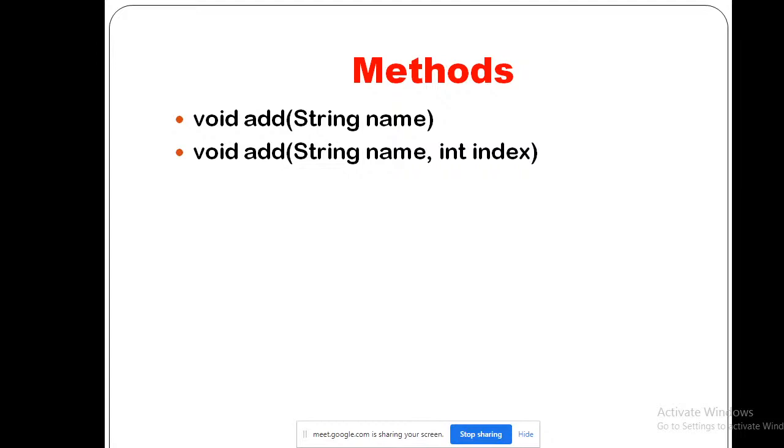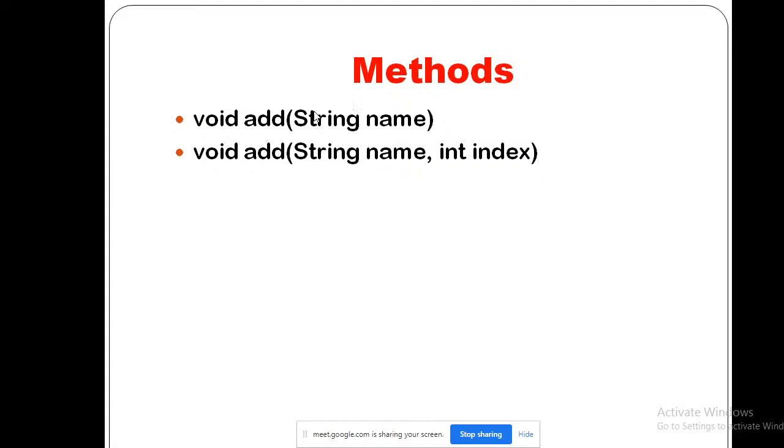If you want to add any item, we can use two different types of add methods. The first one is add, and we are passing some string as an argument to our add method.